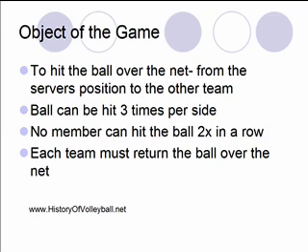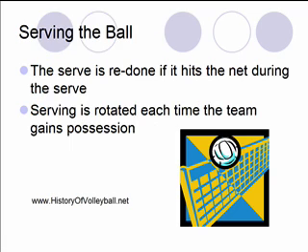Now, when you're serving the ball, the serve must be redone if it hits the net during the serve. If the server hits the ball and it hits the net, even if it just brushes the top of it, it's not considered a valid serve. So make sure that when you're serving the ball, it goes all the way over to clear the net. And also, like I mentioned before, serving is rotated each time the team gains possession. So everyone on the team has to have a turn to serve. And the server is located back behind the boundary of the court. So they must step back behind the line and serve the ball from there.